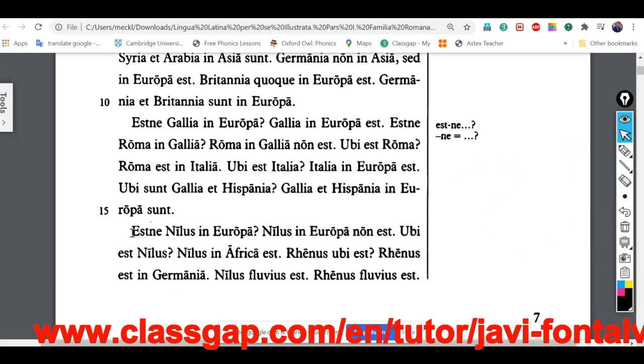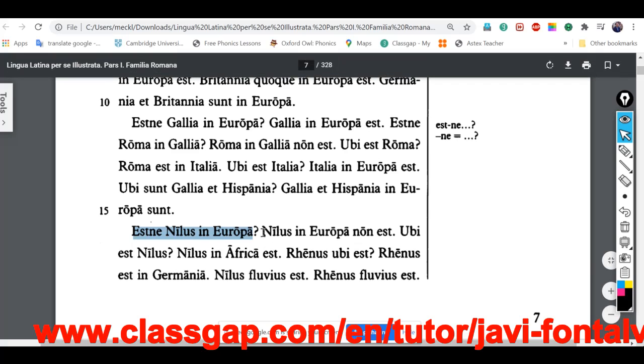Bueno, at that time, this would be written all together, and everything with capital letters. And so, is Nilus in Europa? What does it mean? Entonces, no sé si el río en español también se dice Nilus o hay otro. ¿El Nilo? ¿Está el Nilo en Europa?